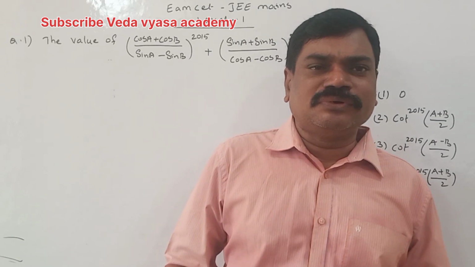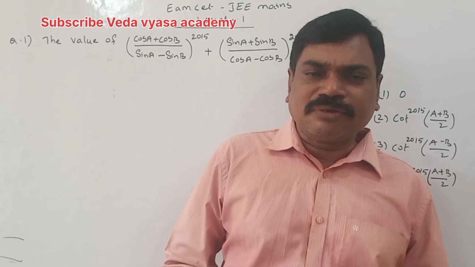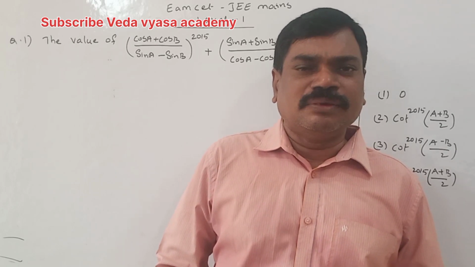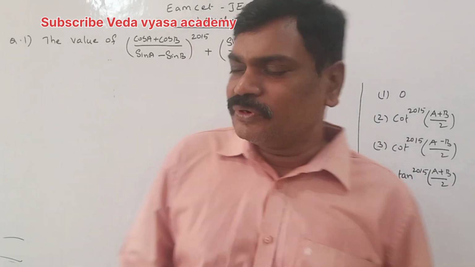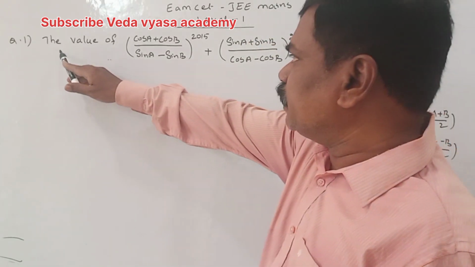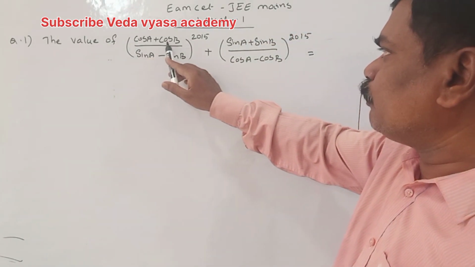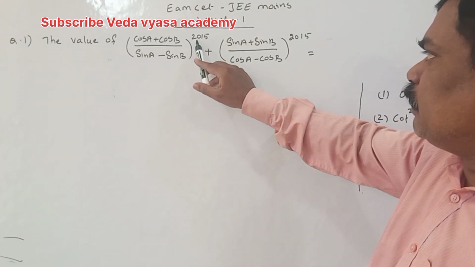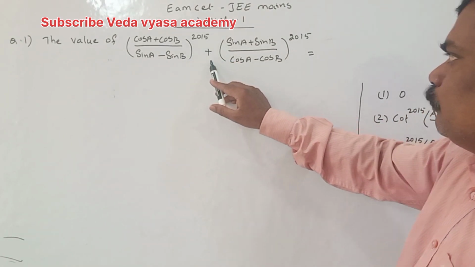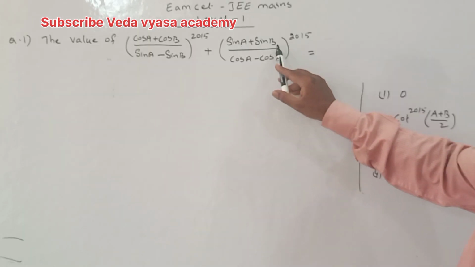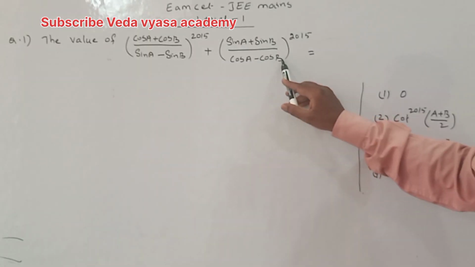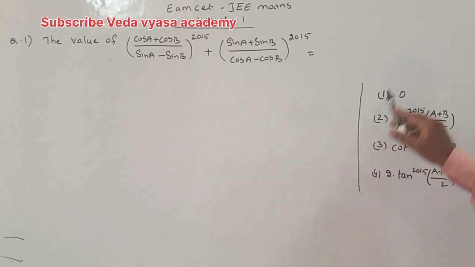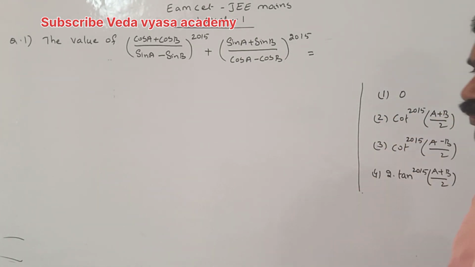Now we are going to discuss trigonometric transformations, level 1 problems, MSET JEE problems. Here we are given the value of ((cos A + cos B)/(sin A - sin B)) whole power 2015 plus ((sin A + sin B)/(cos A - cos B)) whole power 2015 is equal to, these are the options given.